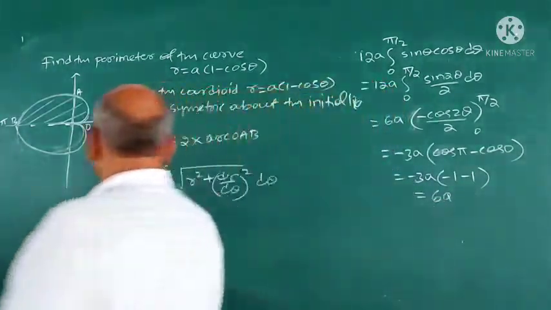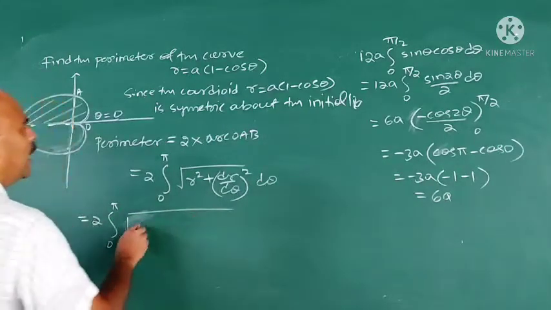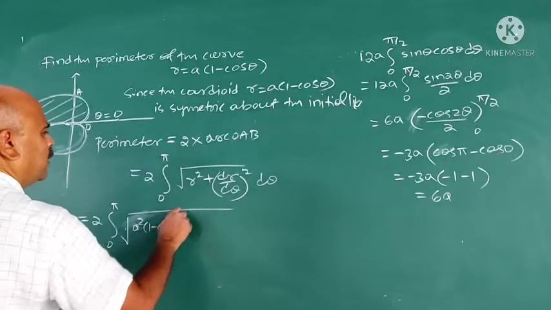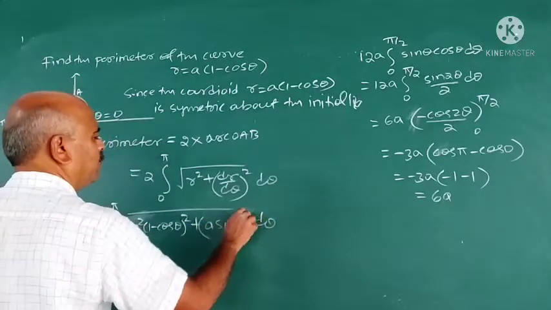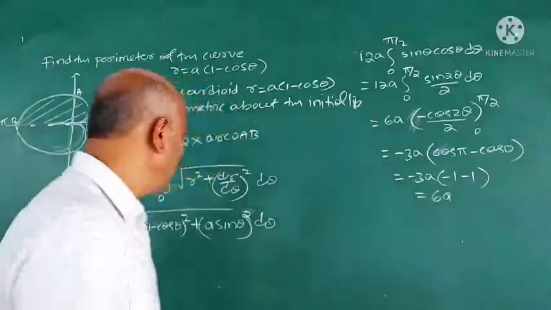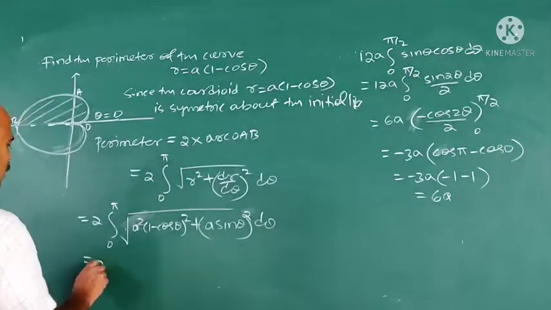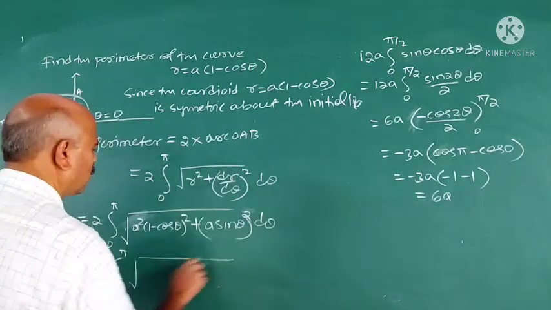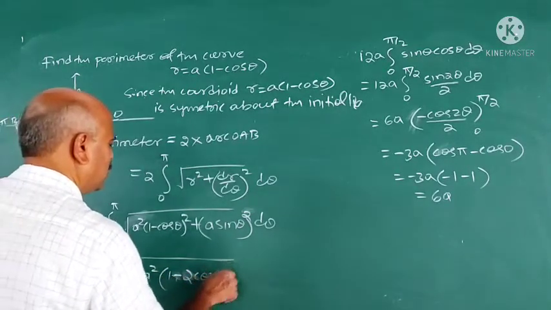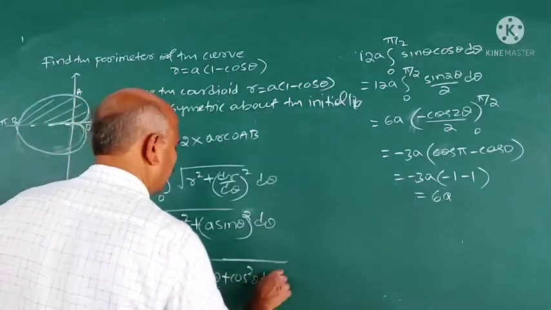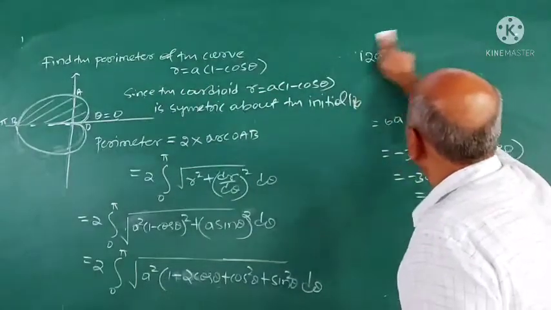0 to π here. So 2 into the integral from 0 to π of the square root of r squared, where r is a squared into (1 − cos θ) whole squared, plus dr/dθ, which is a sin θ, whole squared, with respect to θ. Following substitution, r is a(1 − cos θ) squared and dr/dθ is a sin θ squared. So 2 into the integral from 0 to π of the square root of a squared [1 − 2 cos θ + cos squared θ + sin squared θ] with respect to θ. The next thing is only evaluation of the limit.